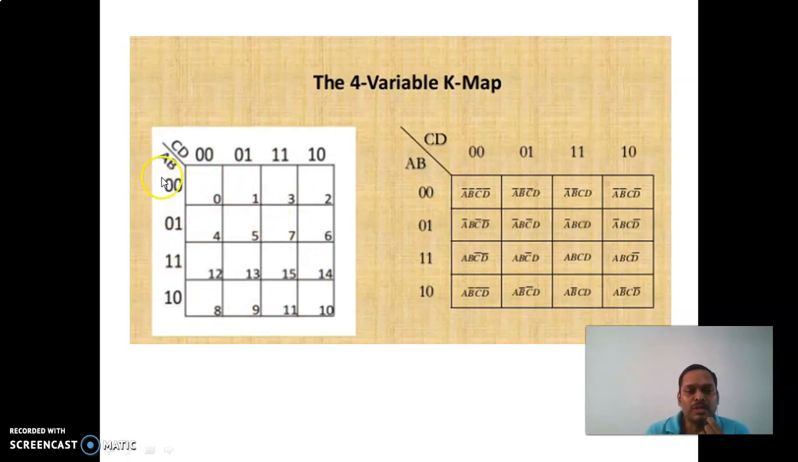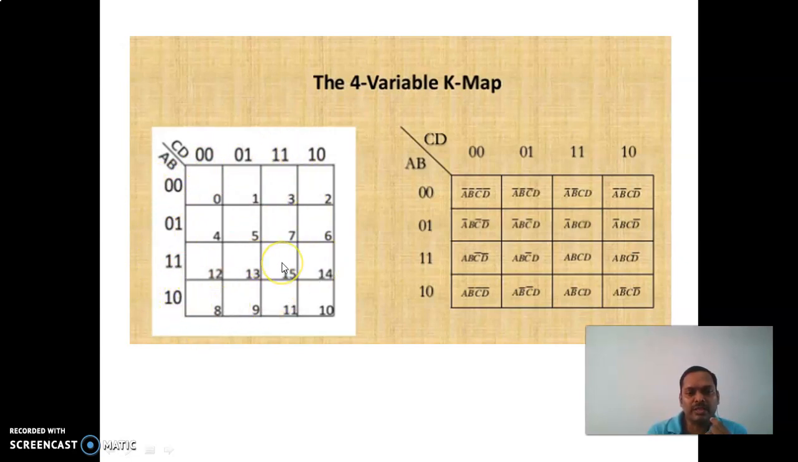For example, A, B and C, D is 0 0 0 0. That means this represents M0, and this one is nothing but M1. 0 0 0 1 is the minterm M1, and this one, 0 0 1 1, is the minterm of 3. Like that, we are representing all the cells in the form of minterms.